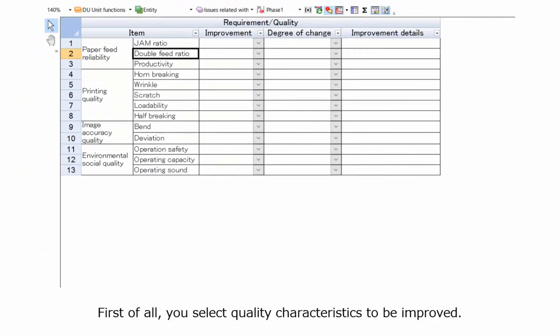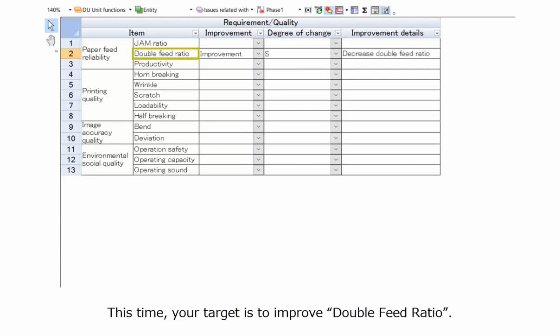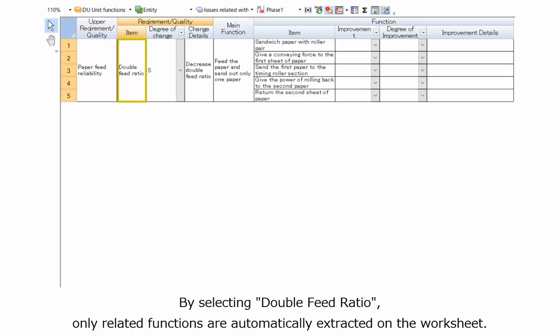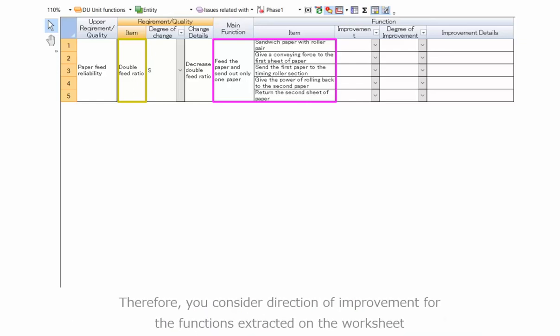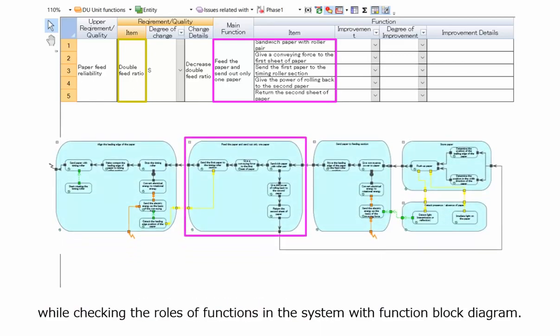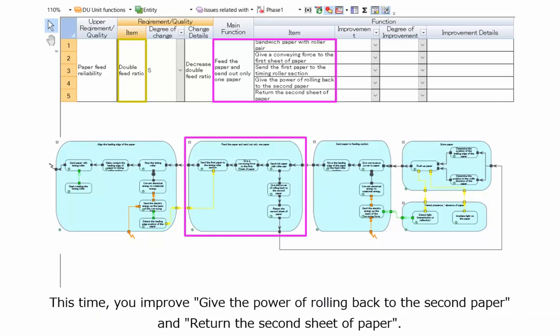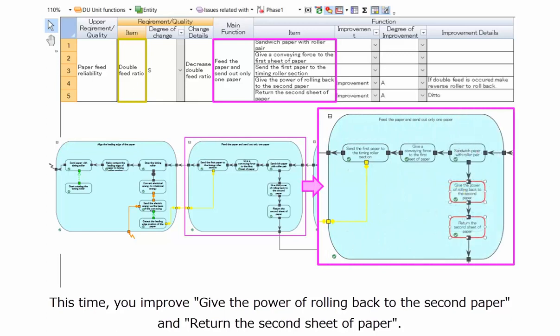First of all, you select quality characteristics to be improved. This time, your target is to improve the double feed ratio. By selecting double feed ratio, only related functions are automatically extracted on the worksheet. Therefore, you consider direction of improvement for the functions extracted on the worksheet, while checking the roles of functions in the system with the function block diagram. This time, you give the power of rolling back to the second paper and return the second sheet of paper.